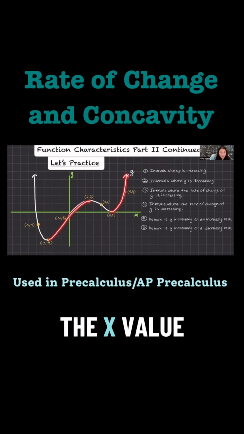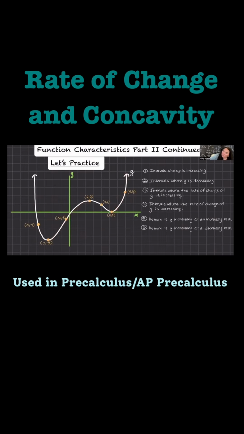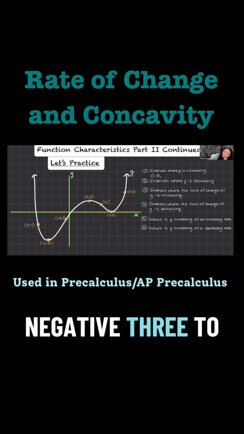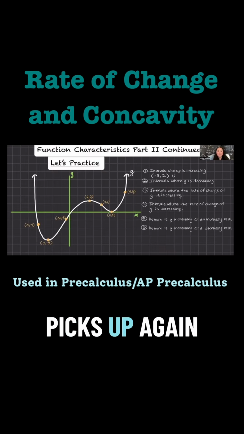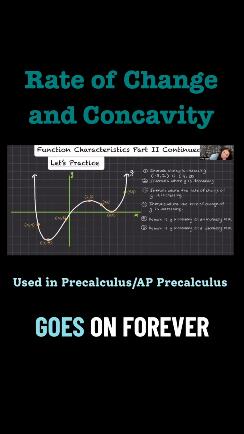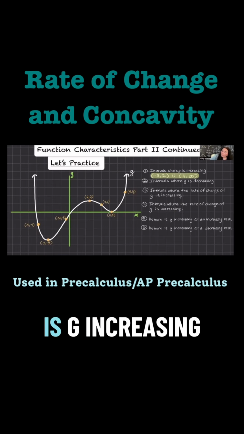So we use the X value. We're going to say from -3 to +2. So where is G increasing? We'll say from -3 to +2, but then it picks up again when X is 4, and then it goes on forever in that increasing manner. So where is G increasing? Those intervals.